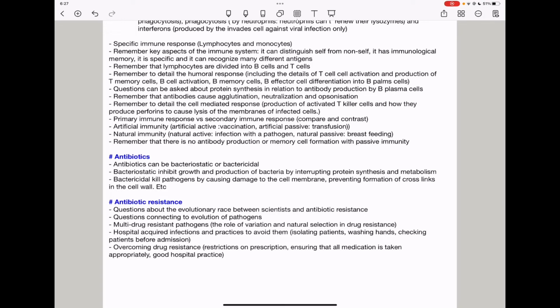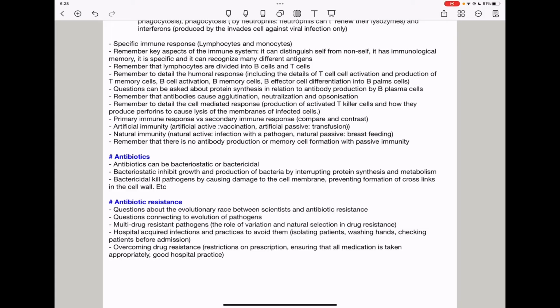When we get to antibiotics, remember they can be bacteriostatic or bactericidal. They could bring a question on how antibiotics work. Remember that bacteriostatic antibiotics inhibit growth and production of bacteria by interrupting processes like protein synthesis as well as metabolism. Bactericidal can kill pathogens by causing damage to their cell membranes, preventing the cross-linkage formation in cell wall, and so on. Continuing on to antibiotic resistance, this is a common question when they talk about evolution and race between the scientists and antibiotic resistance among pathogens. So please remember to connect evolution to pathogens.